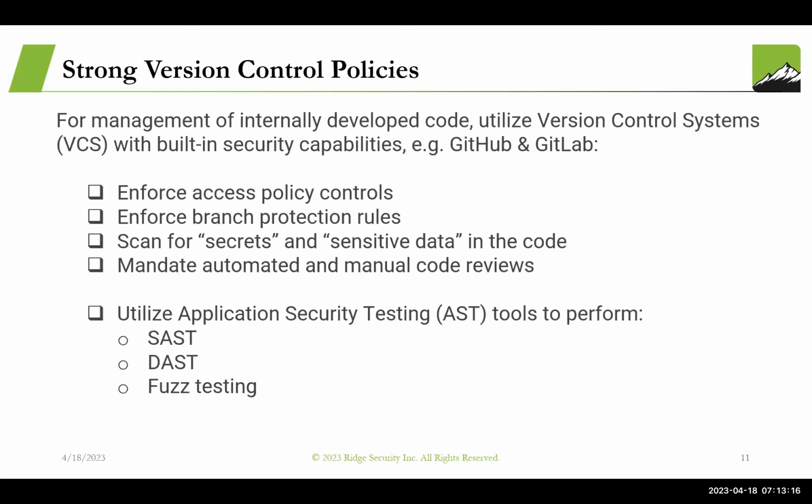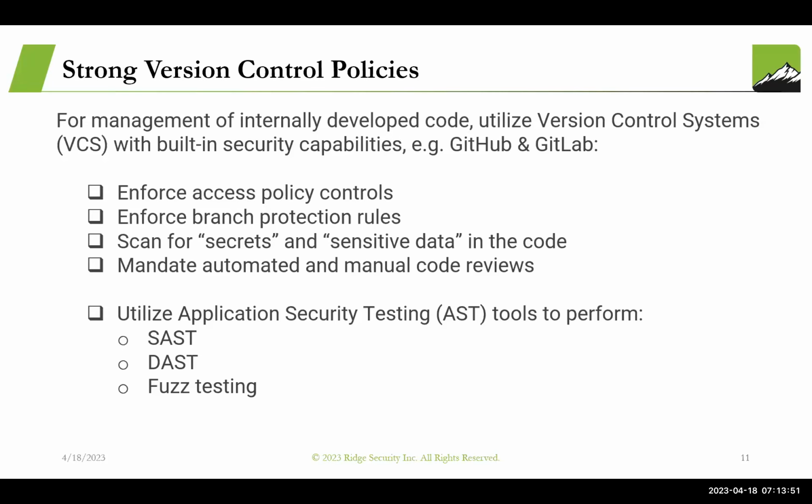So the first one is strong version control policies. For integrity of internal code, that is the code that is being developed by the development team, it's very important to use a modern version control system which has built-in security controls. A good example is GitHub or GitLab. And once you use such a system, then utilize the various security controls to the max.